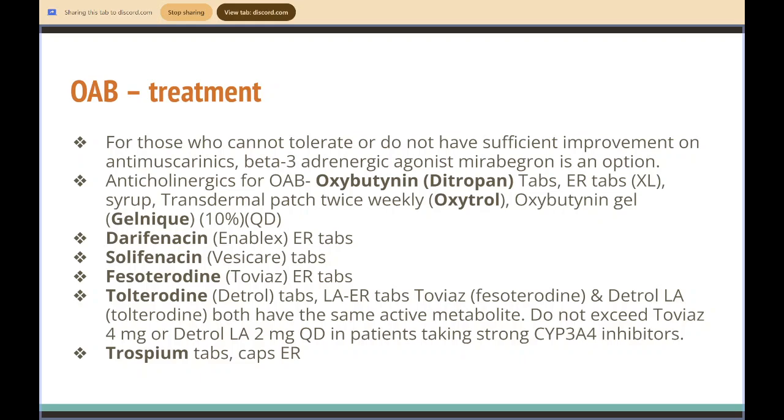tolterodine, Detrol, tabs. There is also long-acting or extended release Toviaz, and long-acting Detrol. Both have the same active metabolite. For both of these medications, do not exceed 4 milligrams for Toviaz or 2 milligrams for Detrol long-acting in patients taking strong CYP3A4 inhibitors. Last but not least, trospium tabs. And they're also available in caplets in the extended release form.